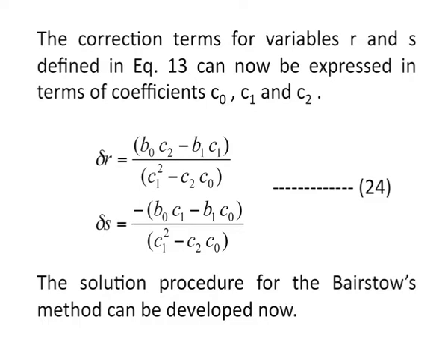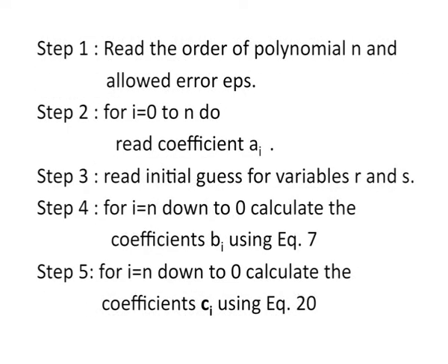So, with this mathematical analysis, we can write the solution procedure, rather it is not an algorithm, but a solution procedure for the method. And the solution procedure you can see on your screen. We will start with step 1, where we will read the degree of the polynomial, say n, and the allowed error epsilon, and we will then use a loop to read the coefficients of the polynomial, and then we will take the initial values of r and s, which are usually taken as 0, 0. Then we again use a loop to calculate the coefficients bi of the quotient polynomial by using equation 7.